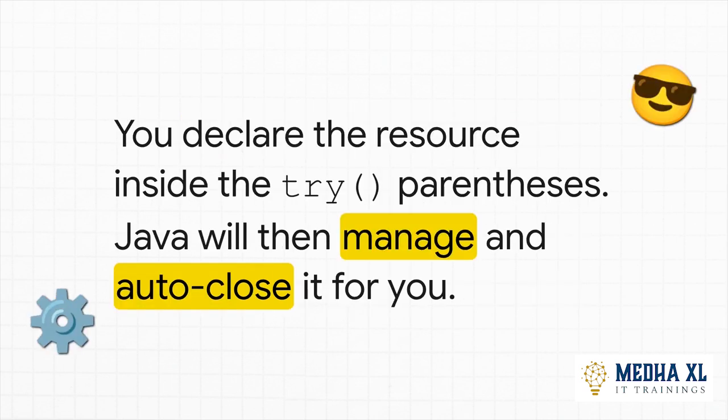So how does it work? It's simple. You just declare the resource you want to use, like this BufferedReader, inside the parentheses that come right after the try keyword. That's all you have to do. By putting it there, you're telling Java, hey, you are now officially in charge of this file. When this block of code is finished, no matter what, you close it for me. This is, without a doubt, the standard preferred way to handle files in modern Java.